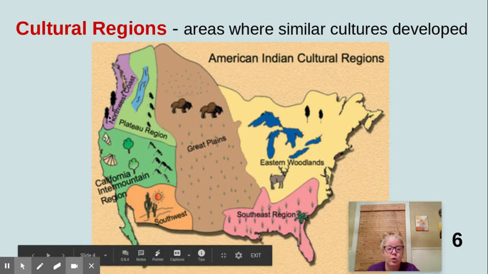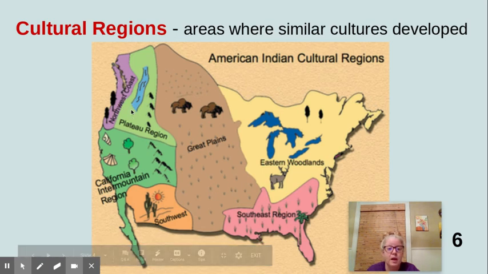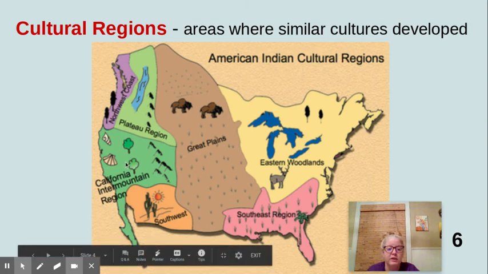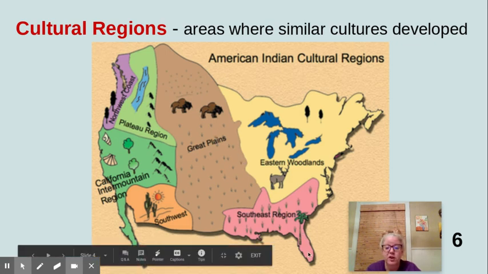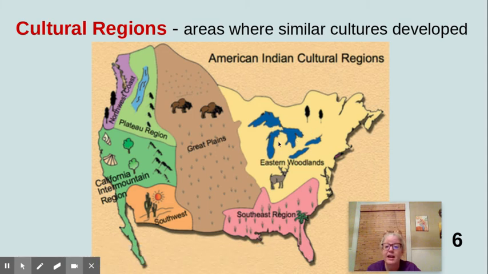So up here we have the Northwest coast. Then we have what they call the Plateau region. This region is called the California Intermountain region. This is the Southwest, the Great Plains. Remember way back in chapter 1, we learned about the Great Plains? Well, there they are. The Southeast, there's Florida, the peninsula of Florida, and the Eastern Woodlands. You may recognize these, the Great Lakes. And New Jersey is right about there. So we would be in the Eastern Woodlands cultural region.